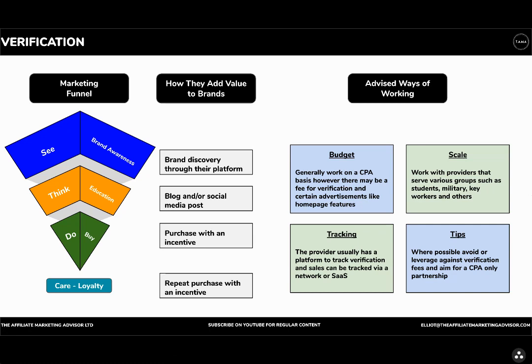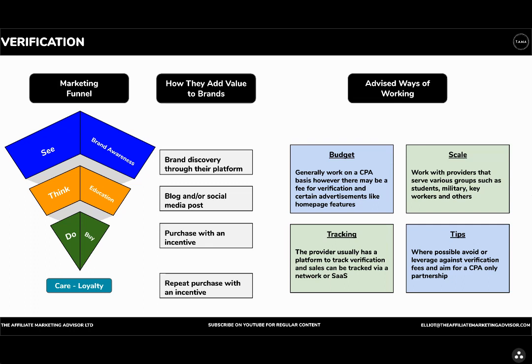Verification. What verification means is an affiliate can verify someone's passport or student ID or another form of documentation and basically say, hey, yes, you're in the armed forces, or yes, you're a student. And then as a brand, you can lock special discounts or other things behind that. So if you only want to offer students a particular discount through a verification partner, they will allow you to facilitate and do this, and on a cost per acquisition basis.